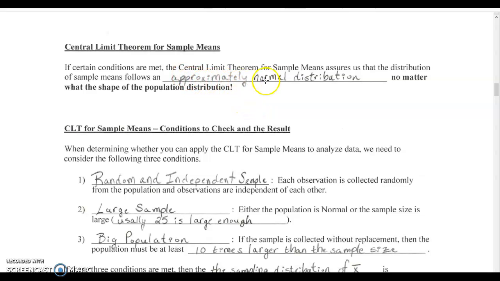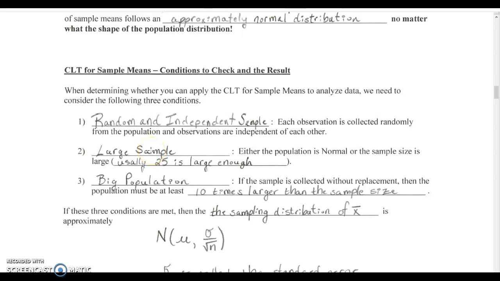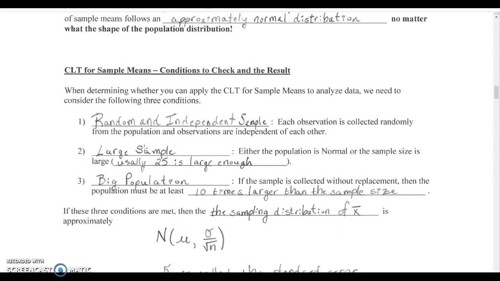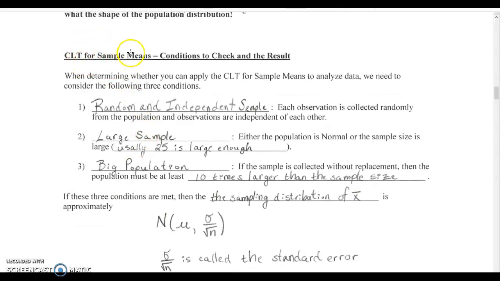Now it's going to be approximately normal, just like it was for the central limit theorem for sample proportions, and it actually won't quite be the normal. We won't be able to use the normal distribution. We're going to have to use the t-distribution, and I'll talk about that a little bit, but we'll say that it's approximately normal for now. All right, so, central limit theorem for sample means, conditions to check on the result.